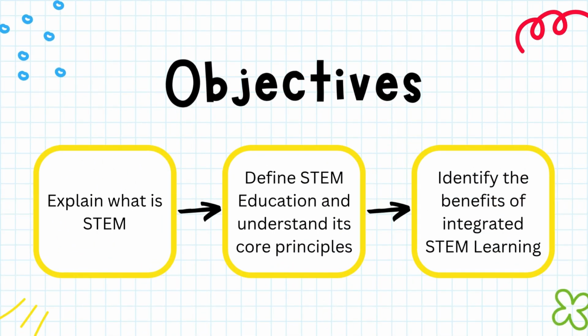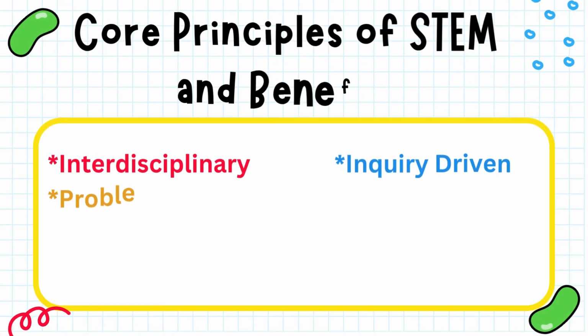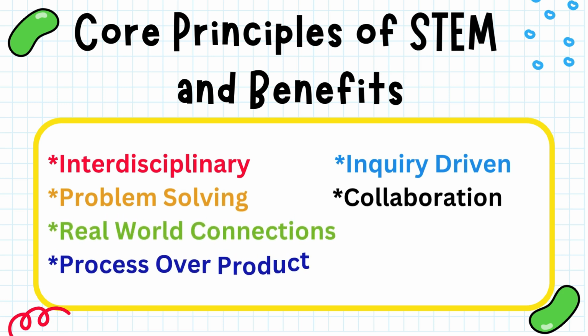As we look into the foundations of STEM education, the objectives are as follows: define STEM education and understand its core principles, and identify the benefits of integrated STEM learning for primary school students. As aforementioned, we will discuss the core principles in STEM education. There are 7 core principles. We will also look at some of their benefits.